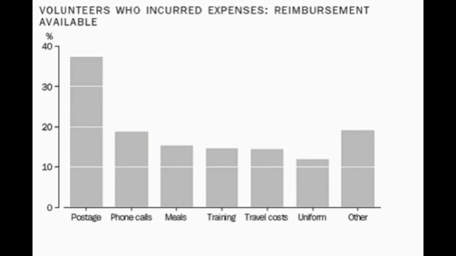which is around 19%. You can see from this graph that the highest value of reimbursement is in postage, which is 37. You can also see from this graph that the lowest value of reimbursement is uniform. In conclusion, this bar chart is very informative.